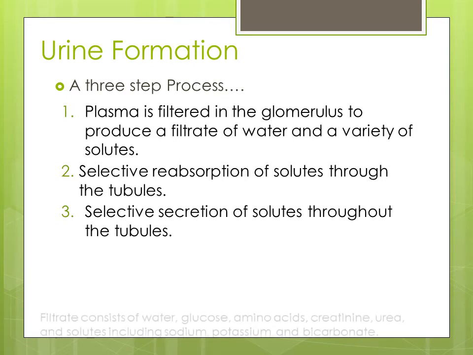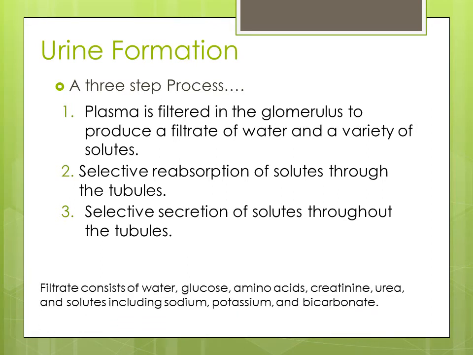Filtrate consists of water, glucose, amino acids, creatinine, urea, and solutes including sodium, potassium, and bicarbonate. Once filtrate production in the glomerulus has occurred, filtrate flows through the nephron tubules and collecting ducts, resulting in the production of urine.